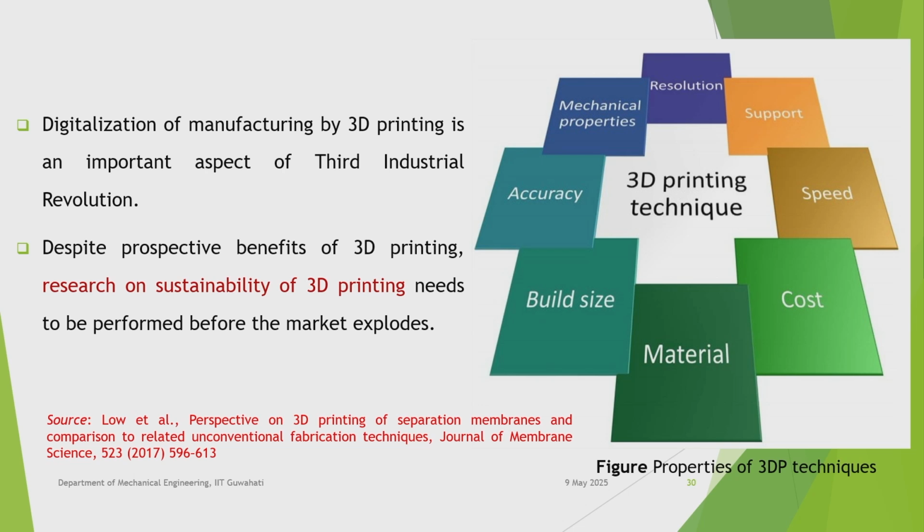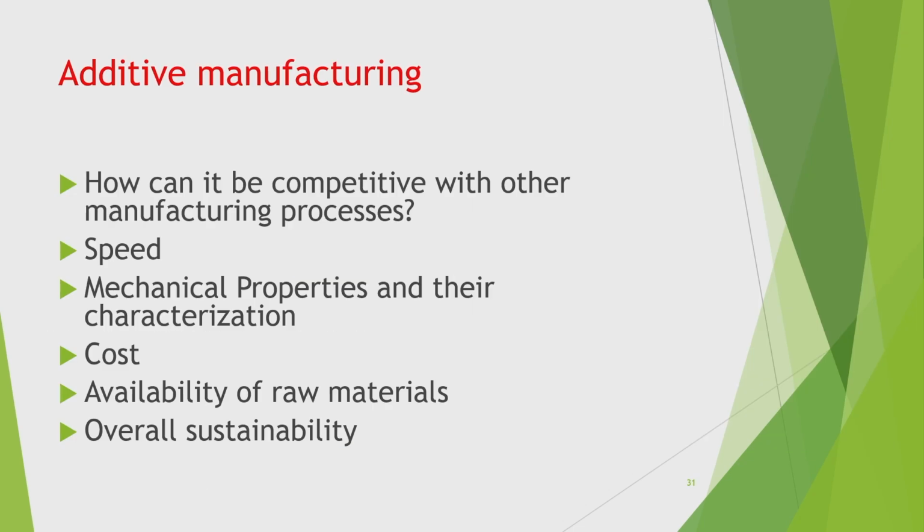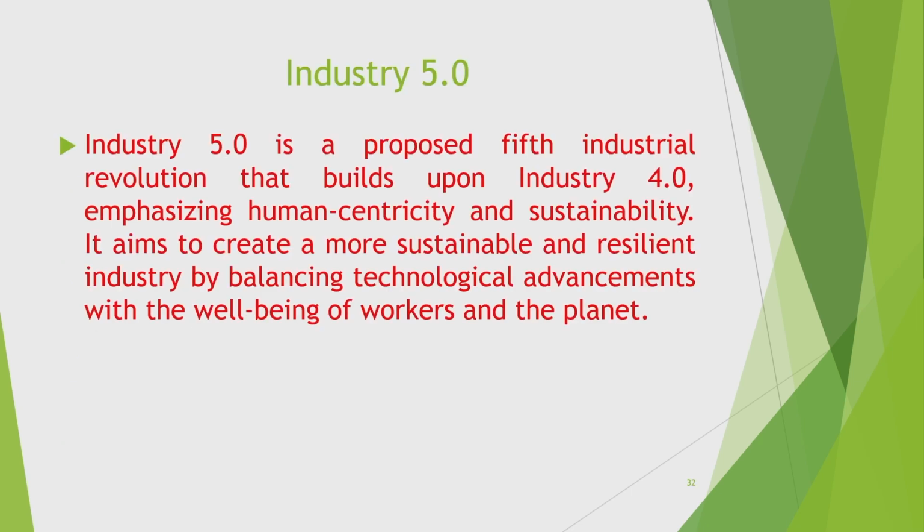So you see that there are some pros and cons, and nowadays people are focusing on the sustainability of the 3D printing process. The issues in additive manufacturing are how it can be competitive with other manufacturing processes. We have to improve the speed, and mechanical properties have to be studied, characterized properly and improved. Cost is very high these days, so cost reduction has to be done. Availability of raw materials is sometimes an issue, and we have to see overall sustainability.